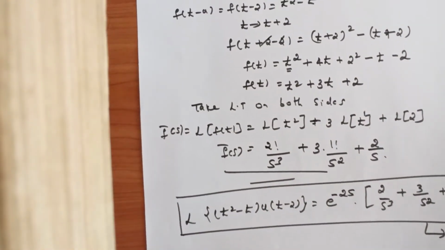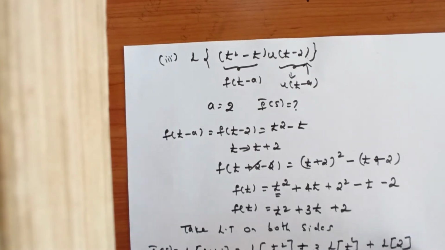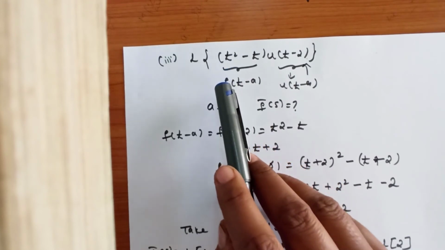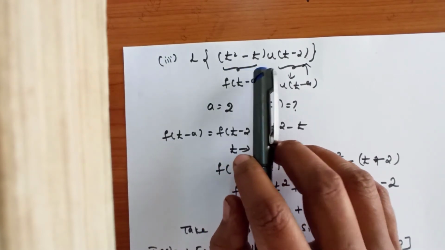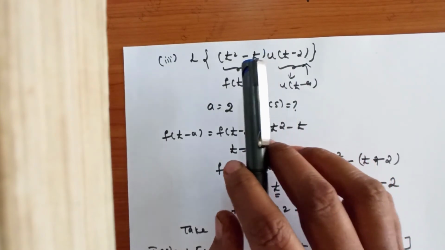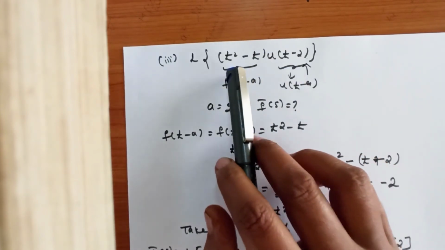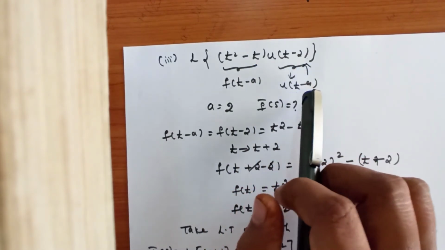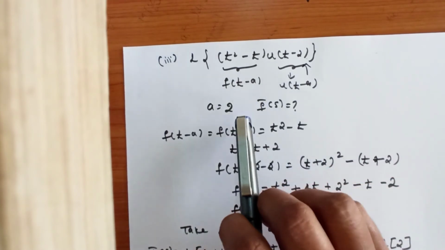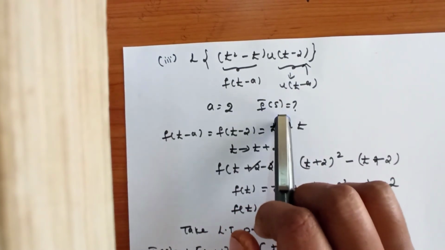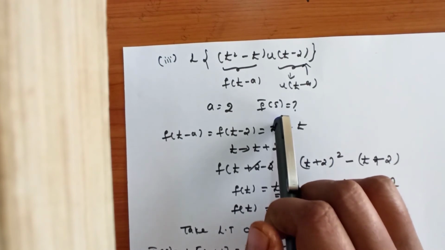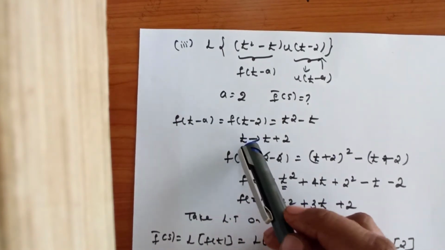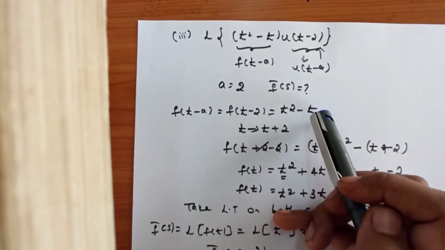So next we have to solve our third part of the problem, that is Laplace transform of (t square minus t) into u of (t minus 2). Again you have to make use of your second property, and let us take t square minus t as some function f of (t minus a), and u of (t minus 2) as u of (t minus a). So here our a will be equals to 2, and to apply our second property we need to find our f bar of s. Okay. So for that let us use f of (t minus a), that is f of (t minus 2), is equals to t square minus t.